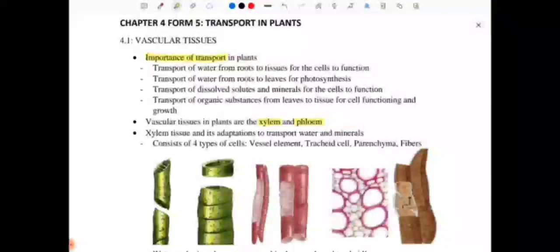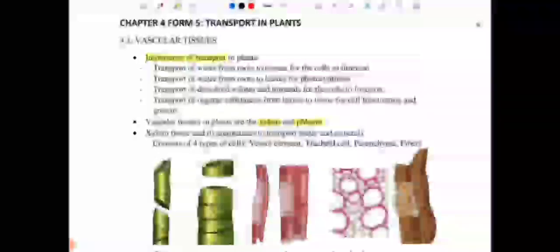All the nutrients that we need. We can transport other waste products that we don't want, like carbon dioxide, urea, ammonia, all that can be eliminated from the body. Now, same goes for plants. Plants also have certain importance of having a transport system.